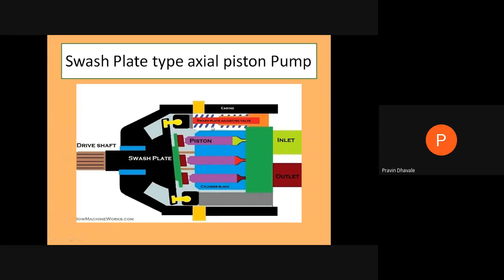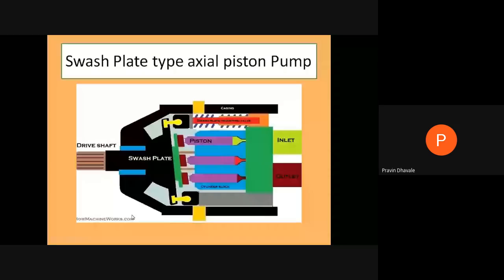And this will be the cylinder barrel. In the cylinder barrel, there will be provision for the reciprocating of the piston within the cylinder. We may say this will be the inlet and this will be the outlet, right? What happens when motion is provided to the drive shaft by using the prime mover? It may be an electric motor or IC engine.